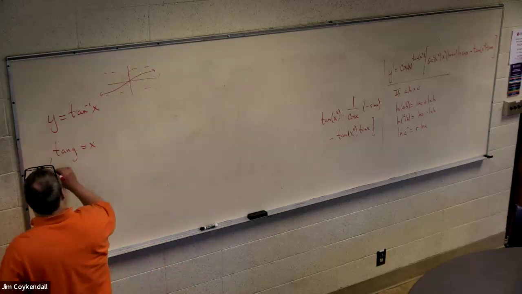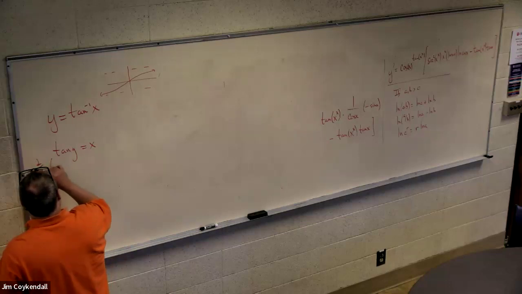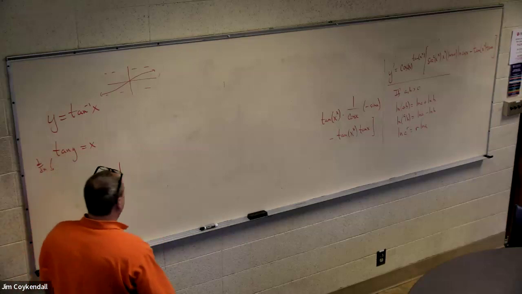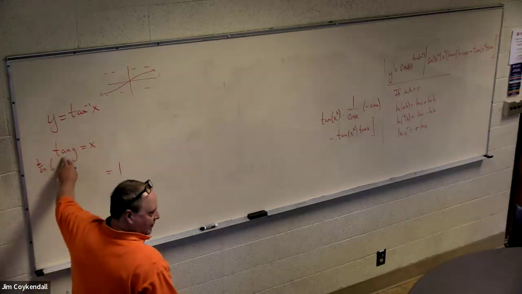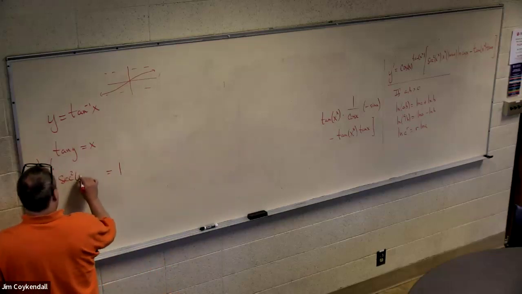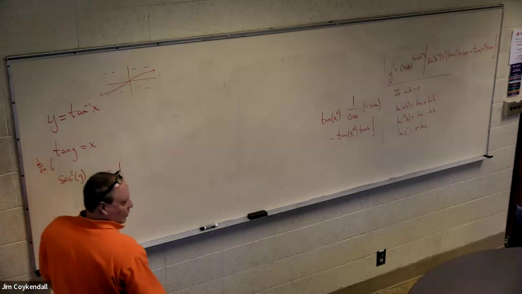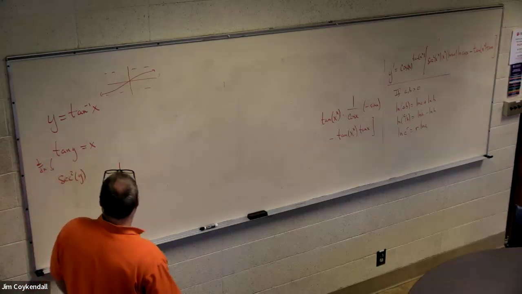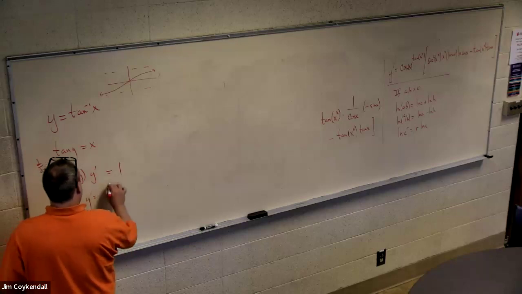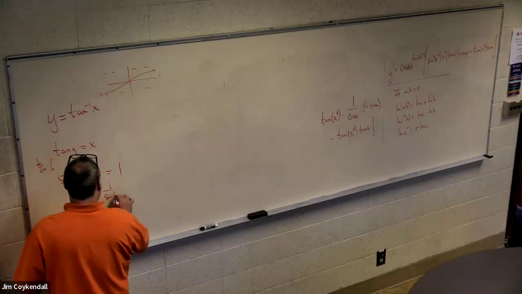Take the derivative of this. The derivative of x is 1. The derivative of tangent is secant squared, right? Secant squared y times what? So y prime is 1 over secant squared y.